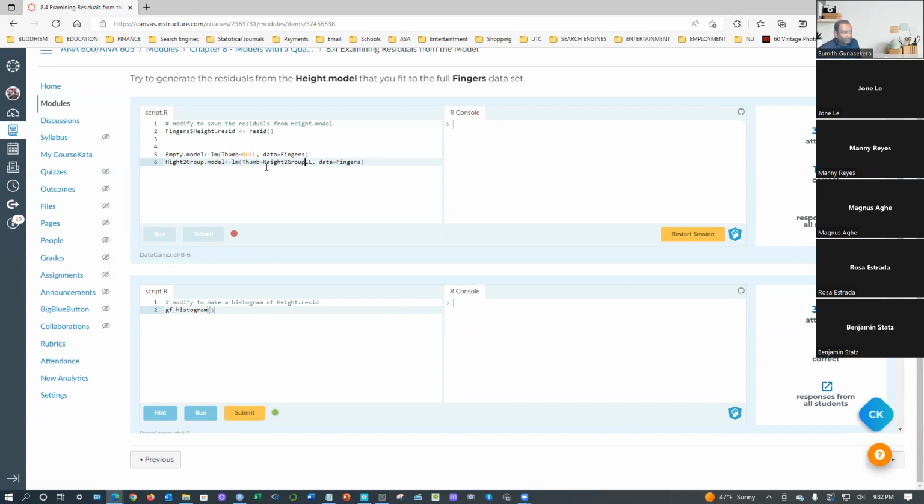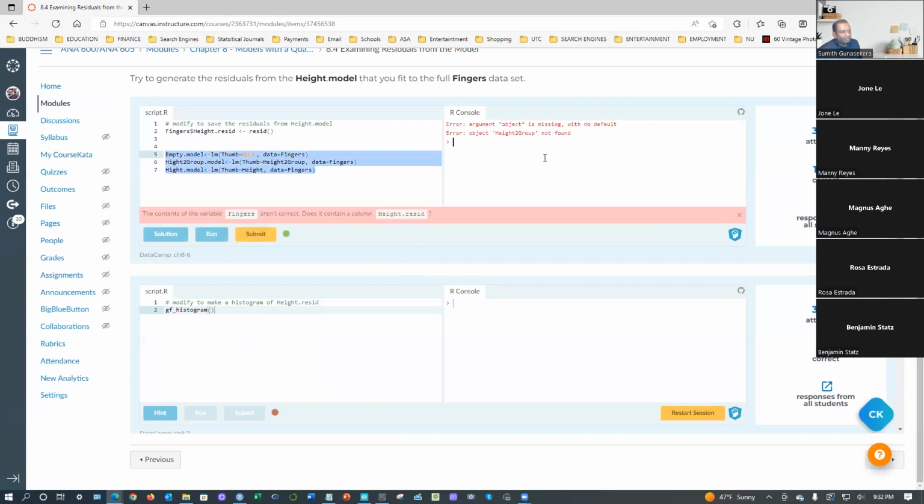They're going to put the same name they use for the x-axis. The other one is the height model. Height model means it's just height. And the two group model.